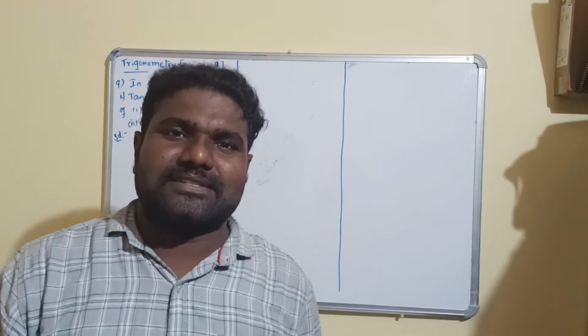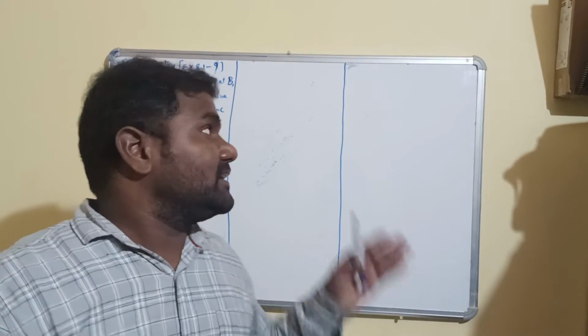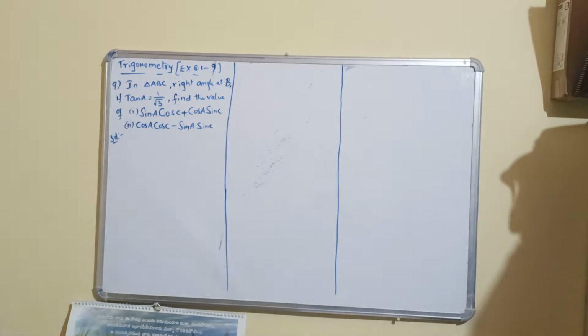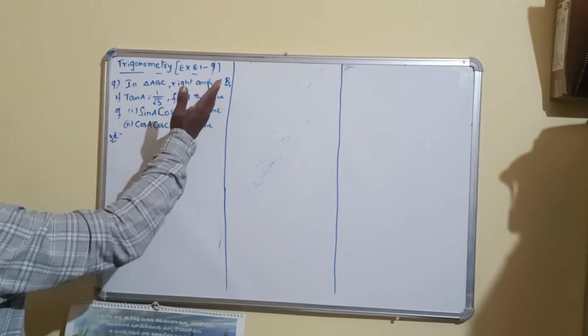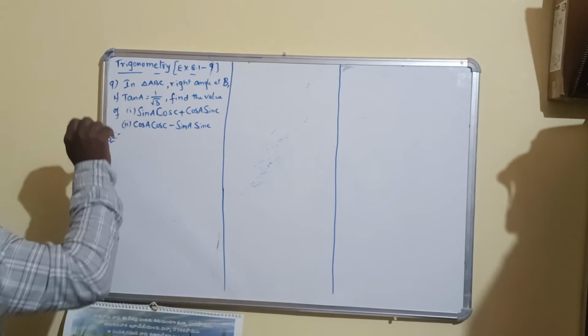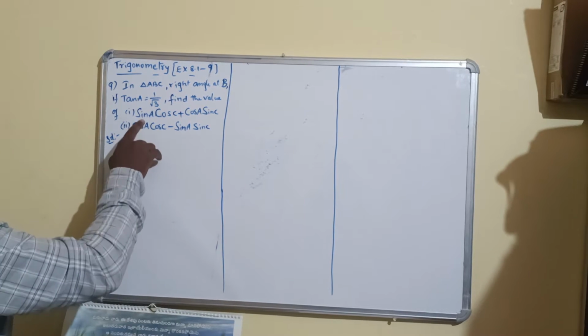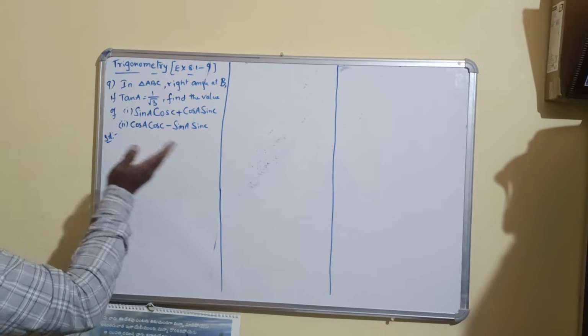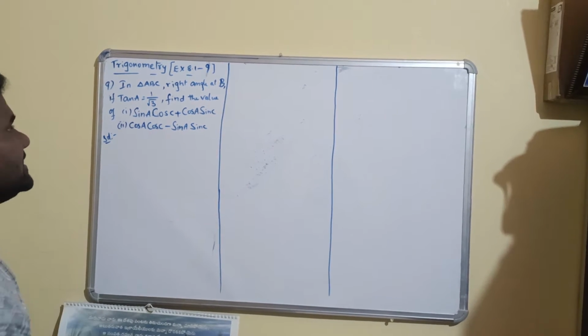Children, now we discuss trigonometry 8.1, ninth question. What is the ninth question? In triangle ABC, right angle at B, if tan A value is 1 by root 3, find the value of sin A cos C plus cos A sin C and cos A cos C minus sin A sin C.